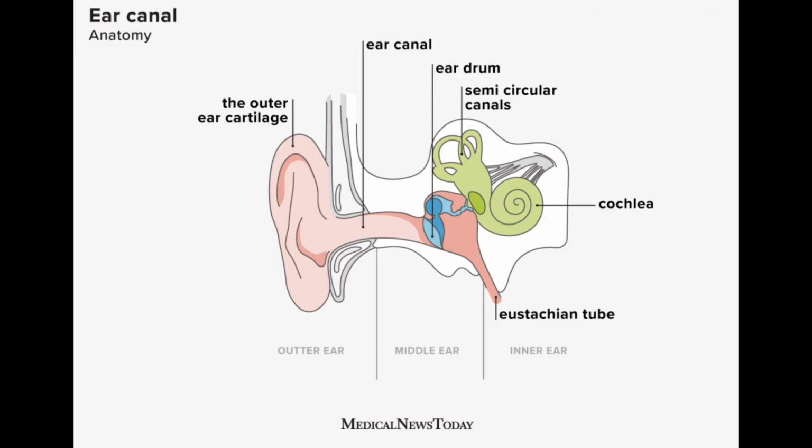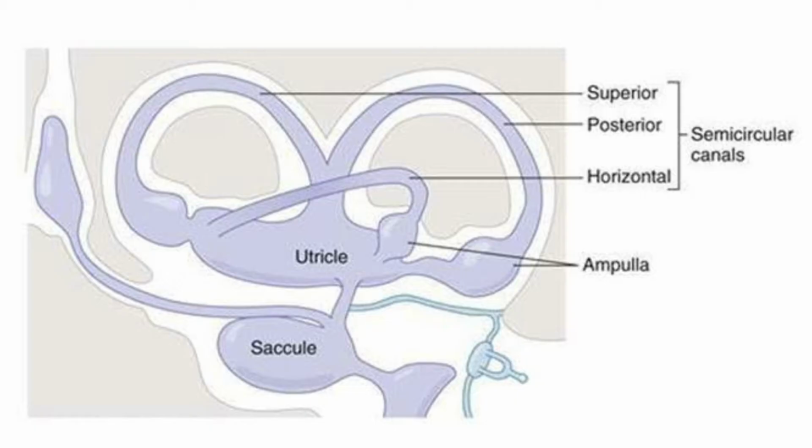Now look at the inner ear. The inner ear sits within the temporal bone in the complex cavity called the bony labyrinth. A central area known as the vestibule contains two small fluid-filled recesses, the utricle and saccule. These connect to the semicircular canals and the cochlea.